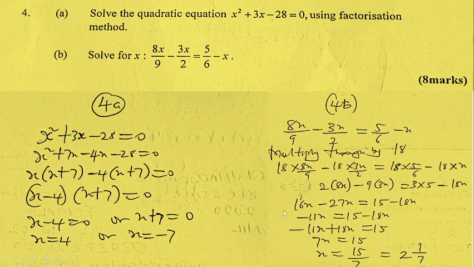Then, if that should be the case, take minus 18x to this side. We have minus 11x plus 18x equals 15. So minus 11x plus 18x will give us 7x equals 15. Then if you divide both sides by 7, that means you have 15 over 7, which gives us 2 and 1 over 7. So that is the value of x as far as this question is concerned.